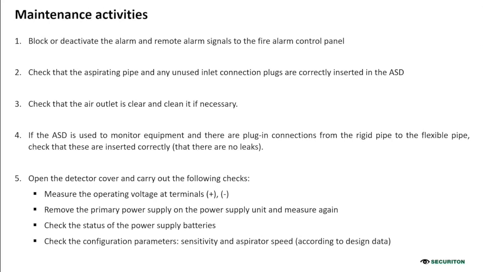Then you need to check the configuration parameters of the unit, so sensitivity and aspirator speed according to the design data, because you know that in the system maybe you can have several ASDs, but if the pipe network is different, you get a different configuration. So even if they are all the same, that does not mean that they have the same configuration. That's why it's important to check it.